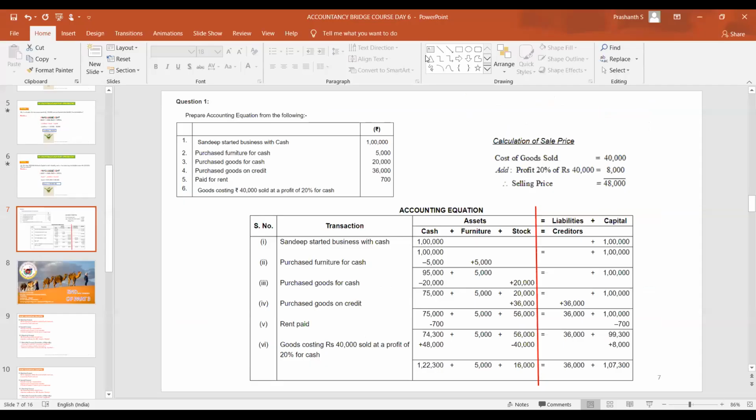You know how to do it? I think you should be. Yes, sir, knowing that. For the benefit of others, I'll show. 20% means how much? 20 by 100, correct?